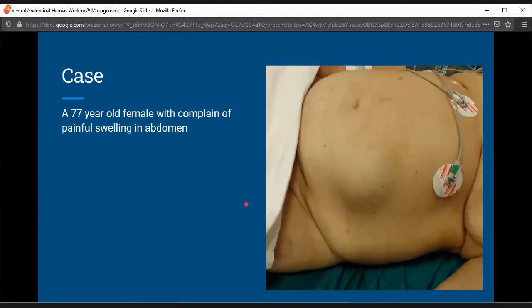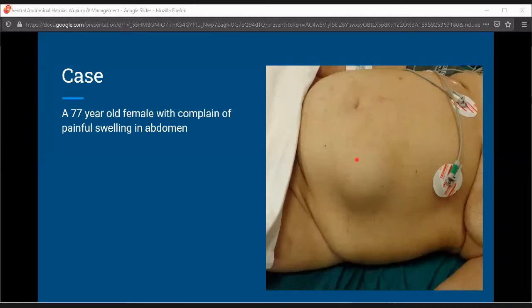This is another patient. She is a 77-year-old female, and she again came with a complaint of painful swelling in the abdomen. You can see there is a small bulge over here. What do you think she has? She has a previous surgical scar right over here, and you can see there is a bulge right over there.